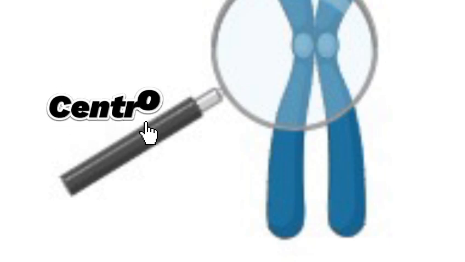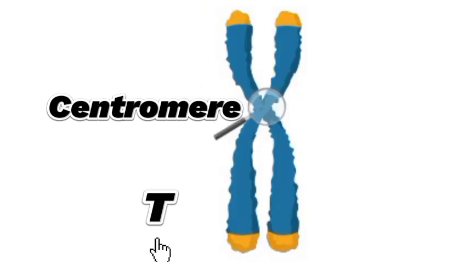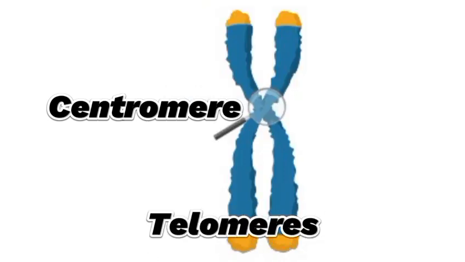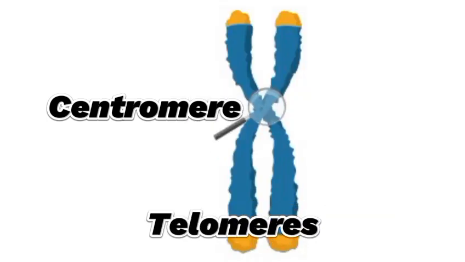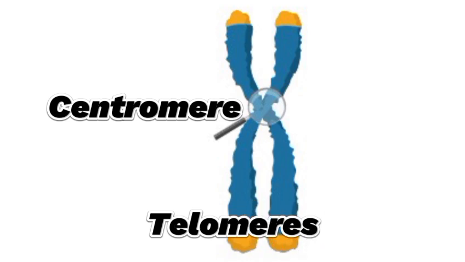Also, as you can see, at the end of each chromosome there are regions called telomeres. Telomeres help to protect the chromosomes from being incorrectly recognized as damaged DNA. So simply, telomeres protect chromosomal ends.